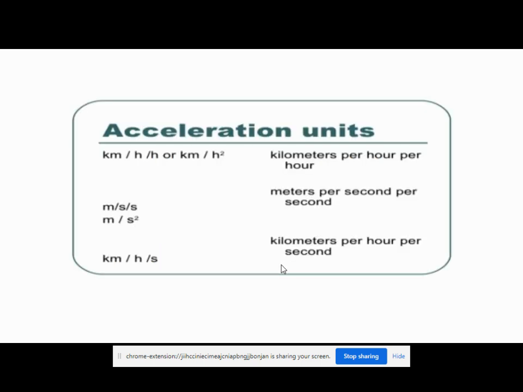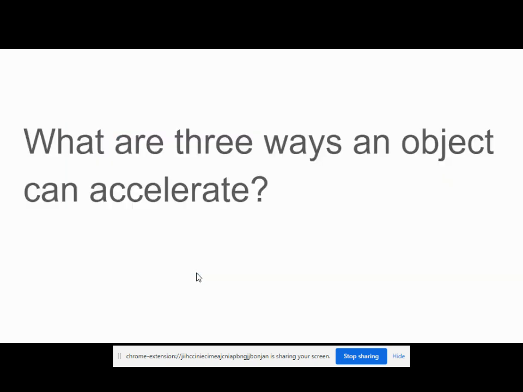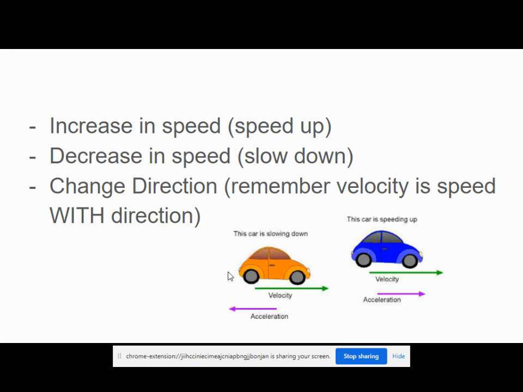In our units, you look at meters per second, or kilometers per hour, depending on what you are continually accelerating over. But most of the time, we'll do meters per second, or kilometers per hour per second. So what are the three ways we can accelerate? There is an increase of speed, so you are speeding up from 0 to 60. Then there's a decrease of speed, like putting on a brake, and a change of direction.